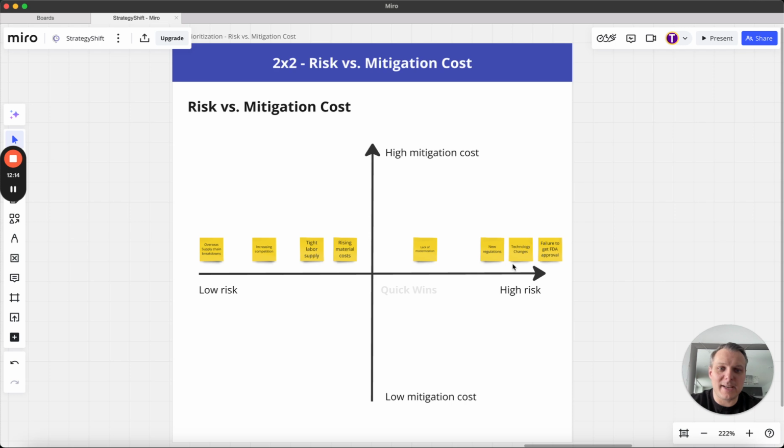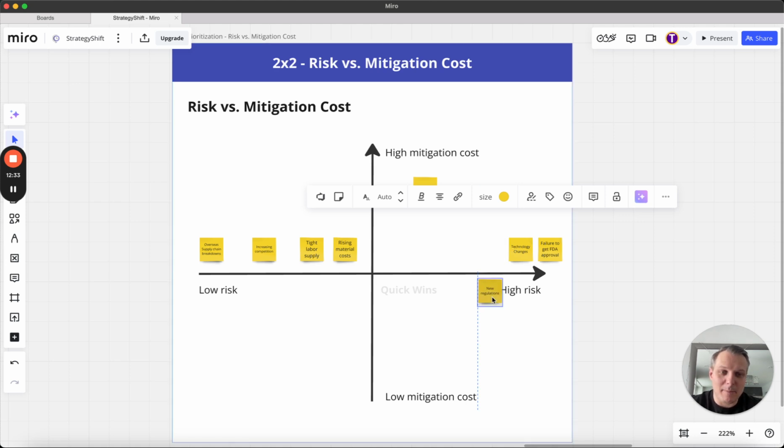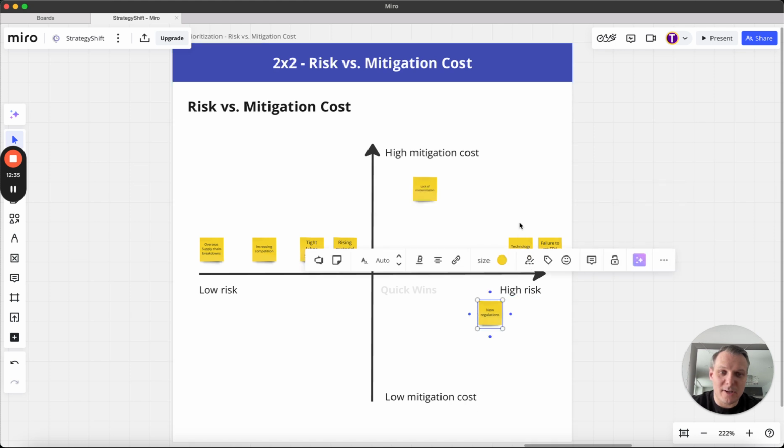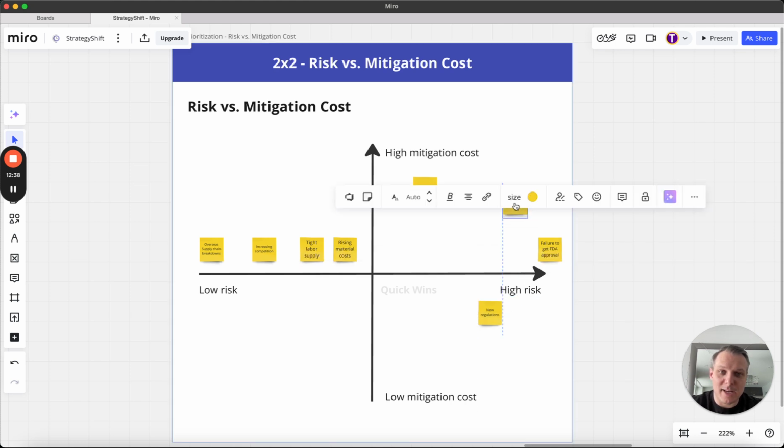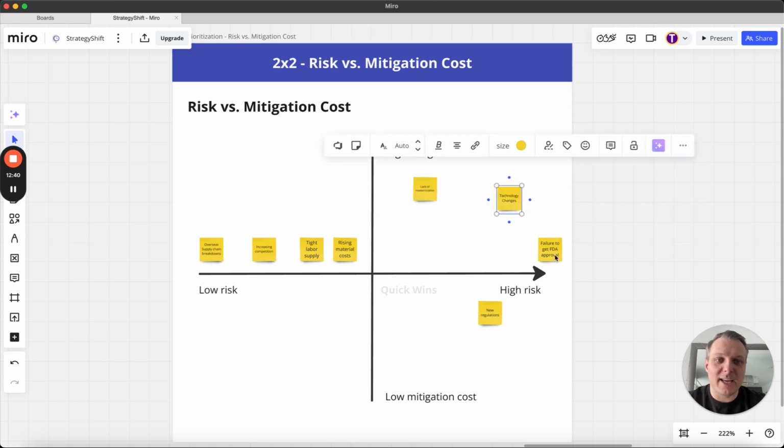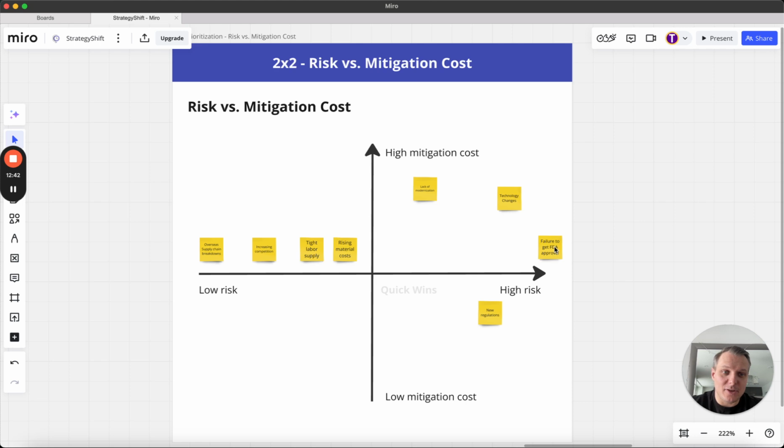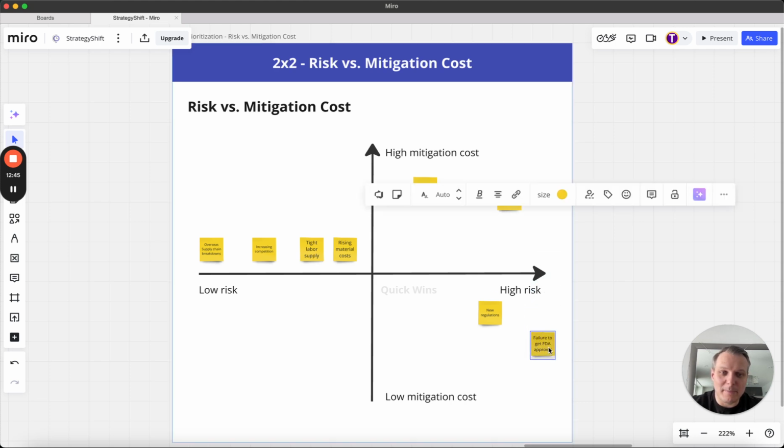So how easy is it to mitigate, say, lack of modernization? Well, it's high mitigation cost, because modernization is almost always an expensive project. So you want to move that here. New regulations, is it easy to mitigate? If your company is staying on top of all the regulations and there are maybe not that many, maybe it's lower mitigation cost. Technology changes, maybe there's a high mitigation cost here. Failure to get FDA approval, maybe that's also a lower mitigation cost, because all you've got to do is maybe change a couple of things.